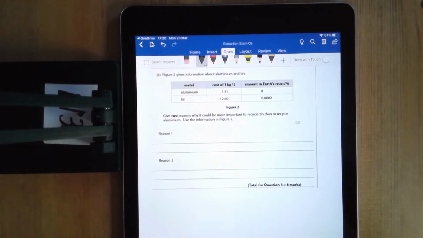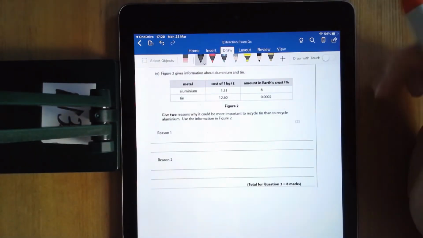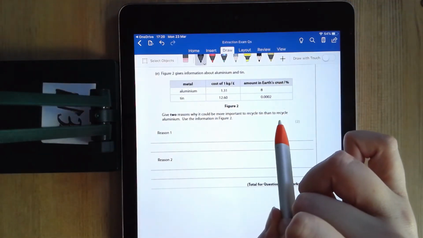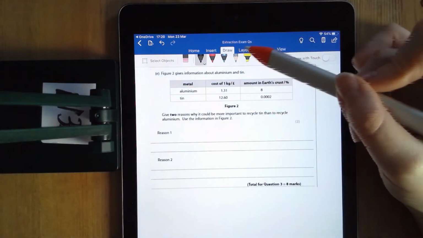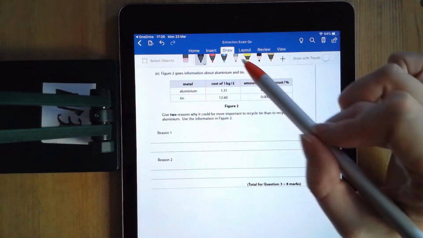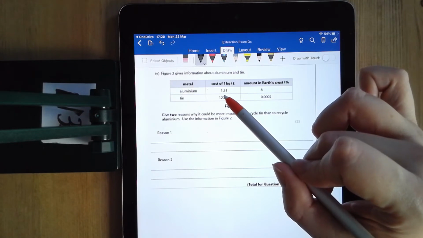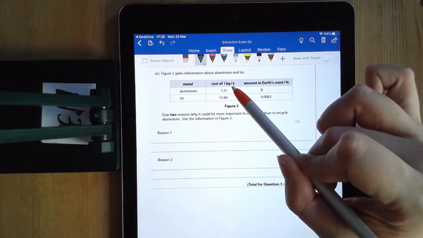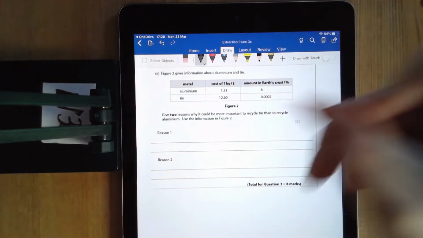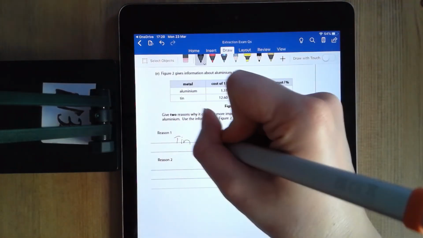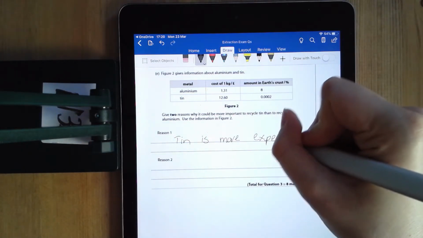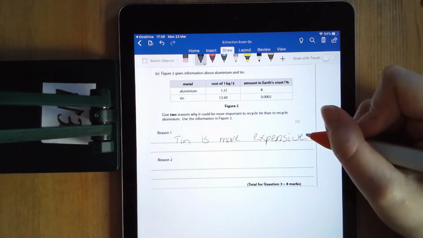Then we get down to question E. Now, you haven't seen anything like this before, but the answer is right there in front of you. Why is it more important to recycle tin than to recycle aluminium? Okay, in the first column here, we see the cost, and you can see that aluminium costs £1.31 per kilo, and tin costs £12.60 per kilo. So tin is more expensive. All you have to say is tin is more expensive. Therefore, it's more important that you recycle tin because it's more expensive, it's more precious.